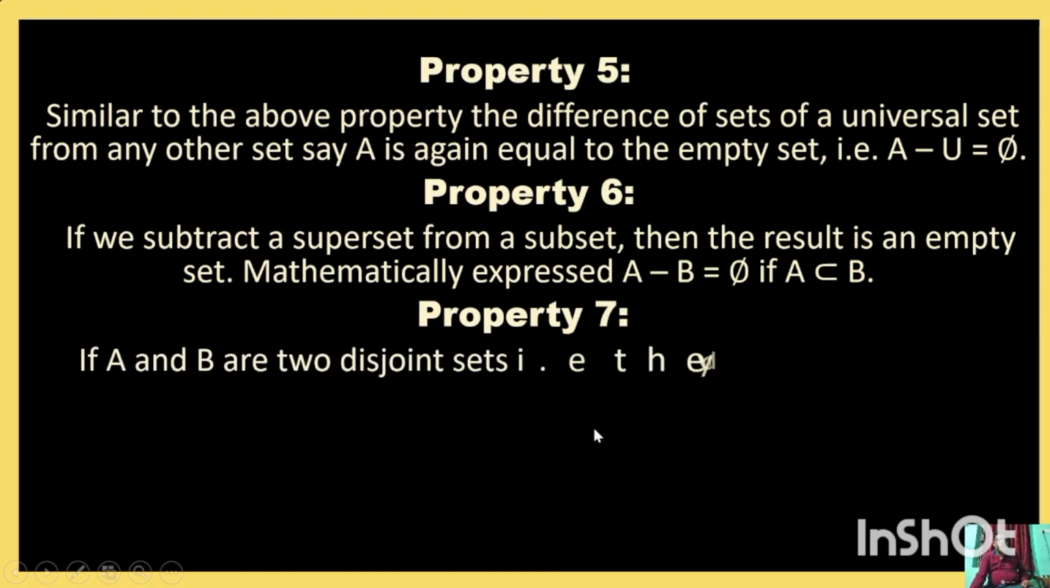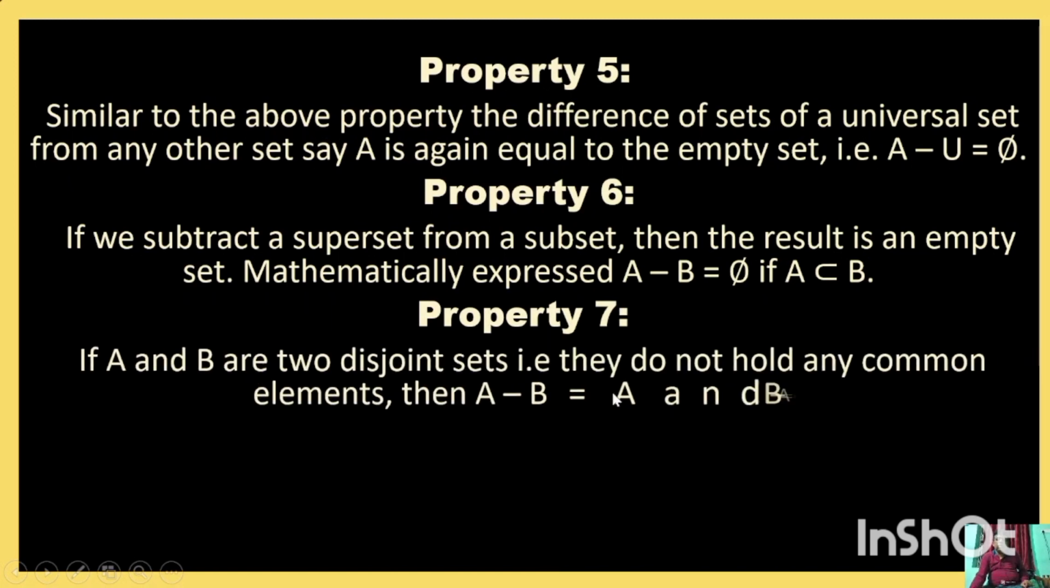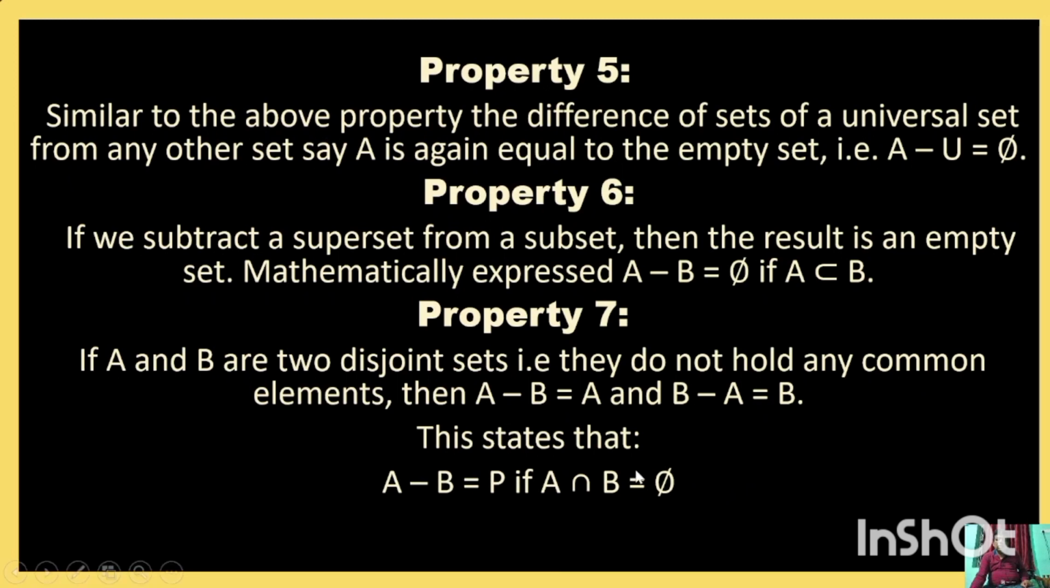And property 7. If A and B are two disjoint sets, they do not hold any common element, then A difference B is equal to A and B difference A is equal to B. This states that A difference B is equal to A if A intersection B is equal to phi set. If A and B have no common element, then A difference B is equal to A.